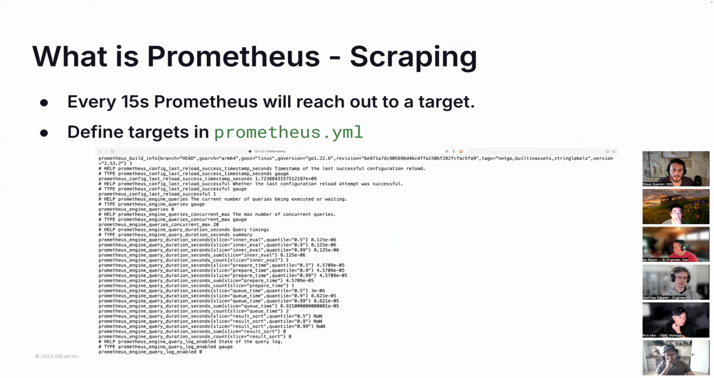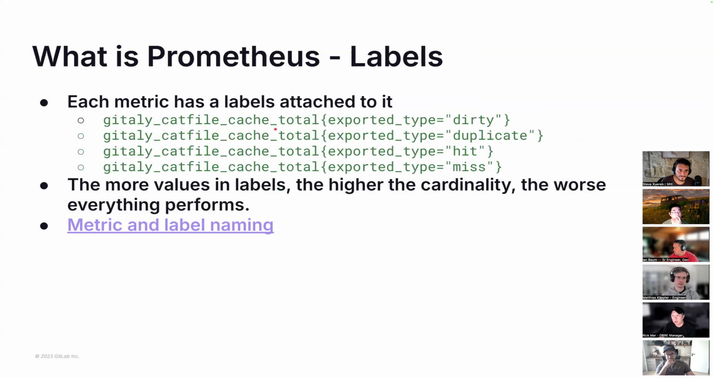And you can see the metrics here are just pure text. It's not JSON or gRPC. It's nothing fancy. It's very, very simple. It's just text being returned in that endpoint. And you can define the targets in the prometheus.yaml file, which is the configuration file for Prometheus.